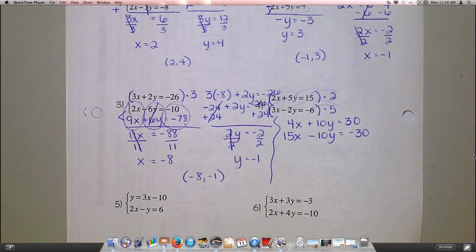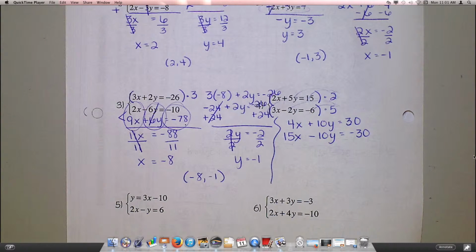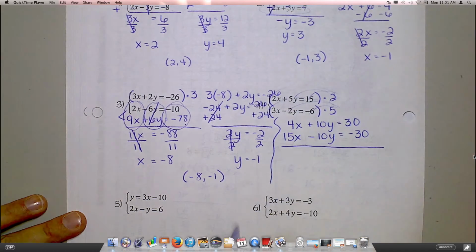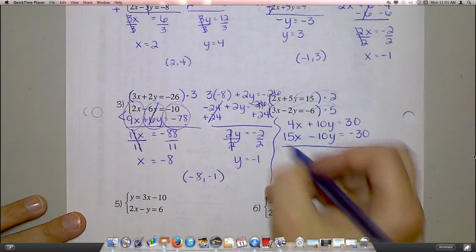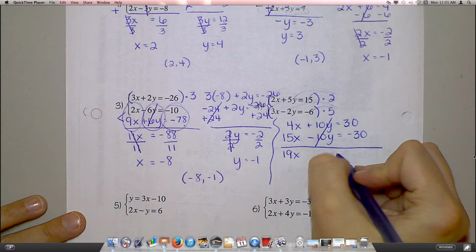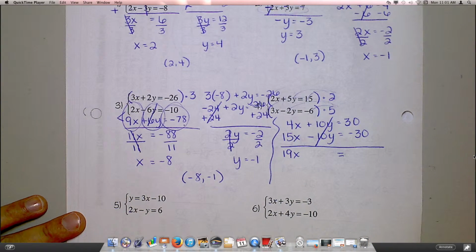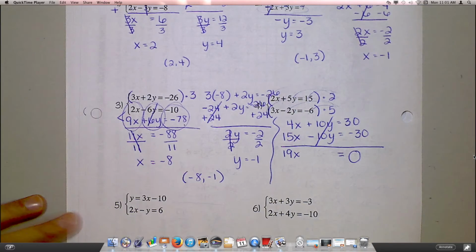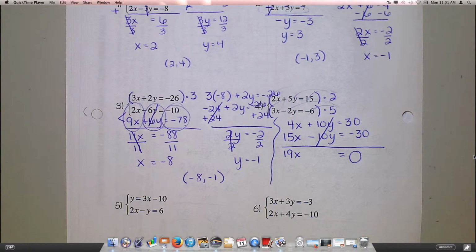But am I going to get a variable to cancel out here? Yes, I am. So now I'm ready to add together. 19x equals 0. My y's cancel. What's 30 plus negative 30? 0. Technically you could say they cancel out, but you need a number on the other side, so it's going to be 0. 0 is a number just like every other number. Don't discriminate against 0. Perfectly valid number.